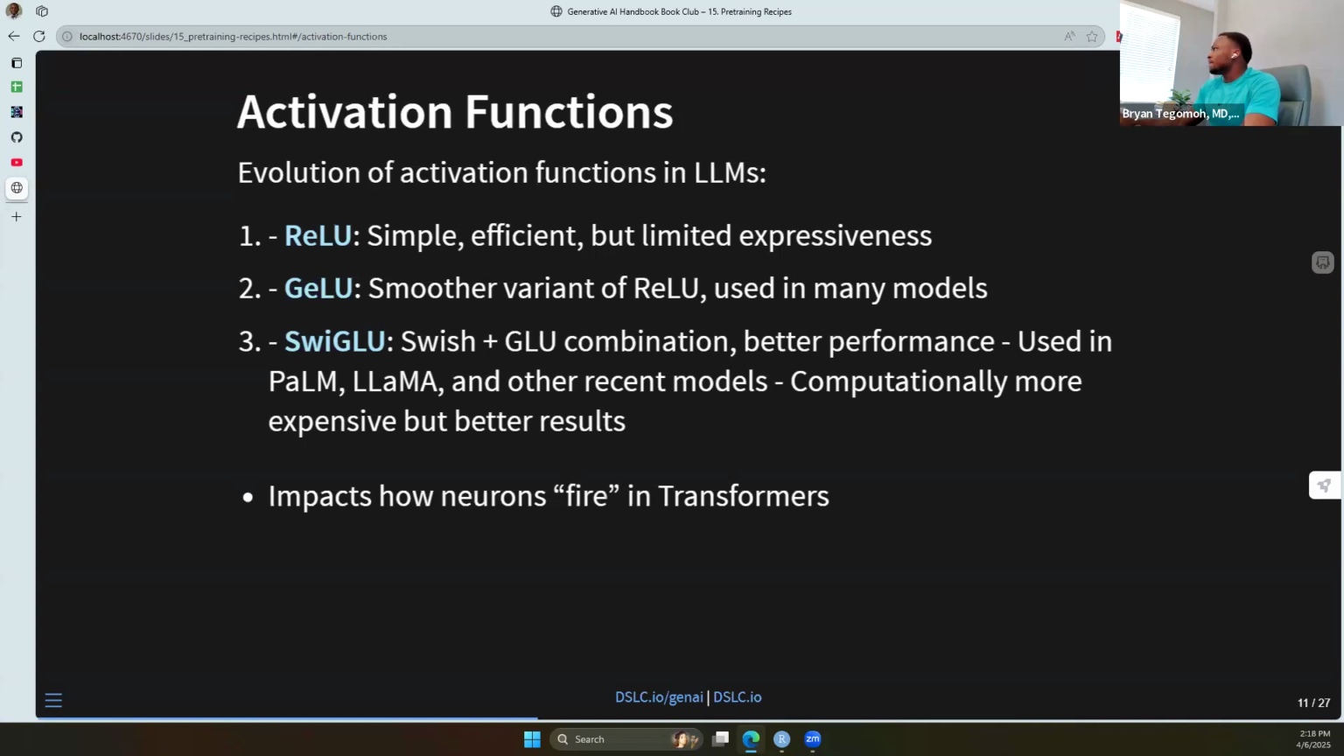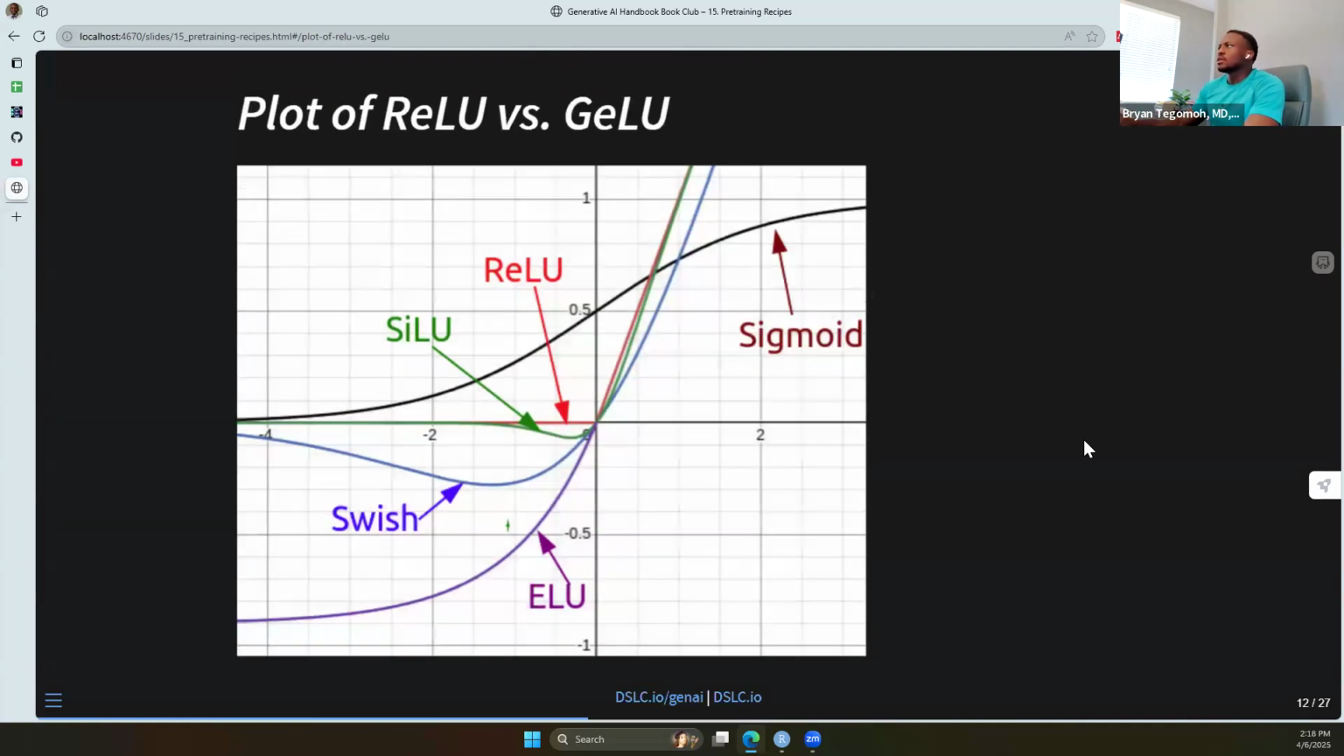So we have activation functions that help to determine neuron activity within transformers, and we've evolved from the simple ReLU method to the smoother GELU method and the more powerful SwiGLU method. The Swish plus GLU combination has been utilized in Llama, in Google PaLM, and in other recent models. It's computationally more expensive, but definitely produces really great results as well.